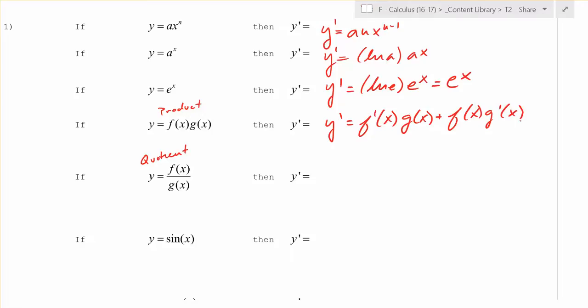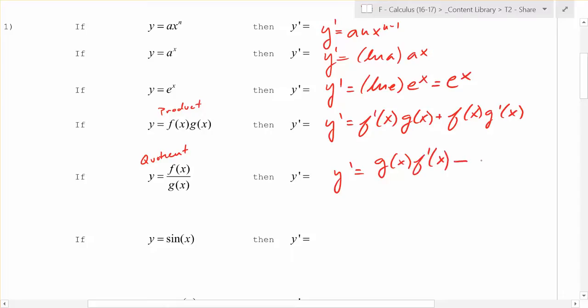Now, what's the quotient rule? Do you remember? Remember the quotient rule? Noah, go again. Yeah, low d high minus high d low over low squared. So it's going to be low, so g of x times the derivative of high, f prime of x, minus high, which is f of x, d low, g prime of x, all over g of x squared. Yeah, like that, right? G squared.